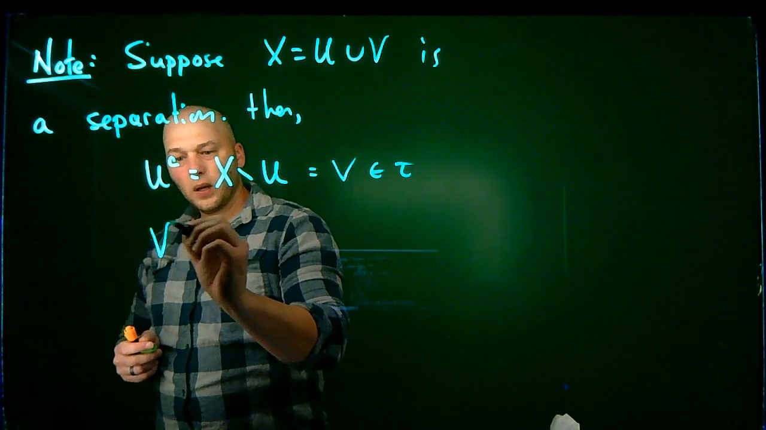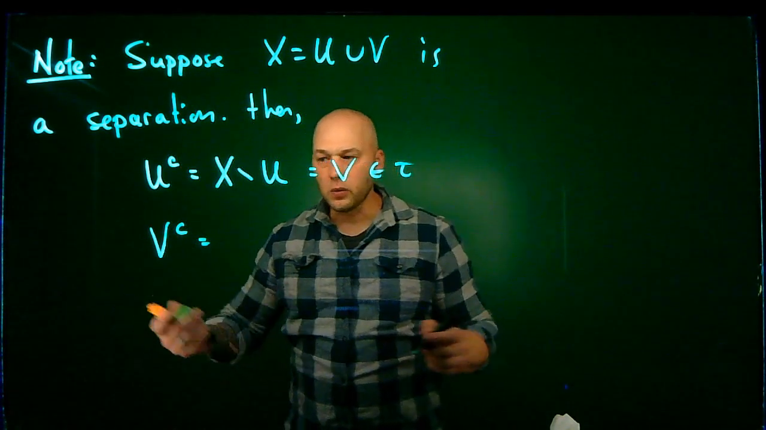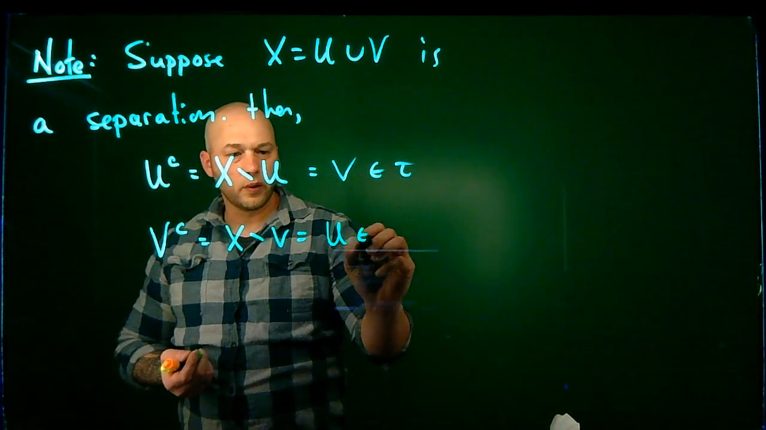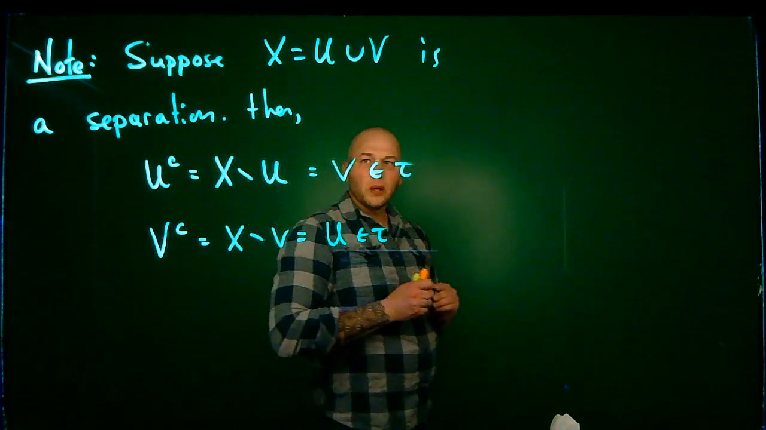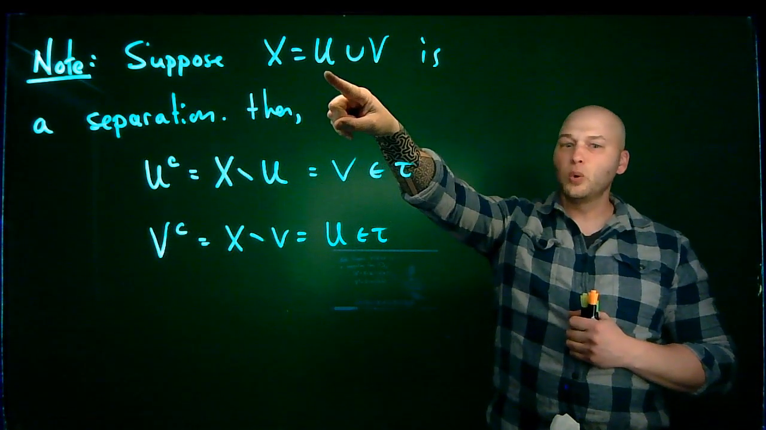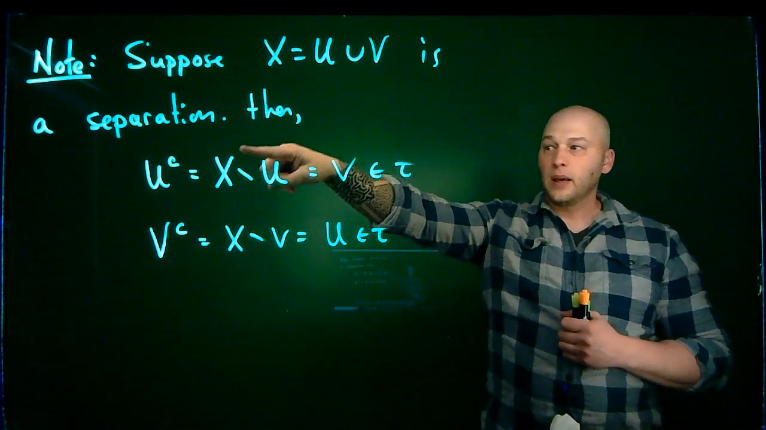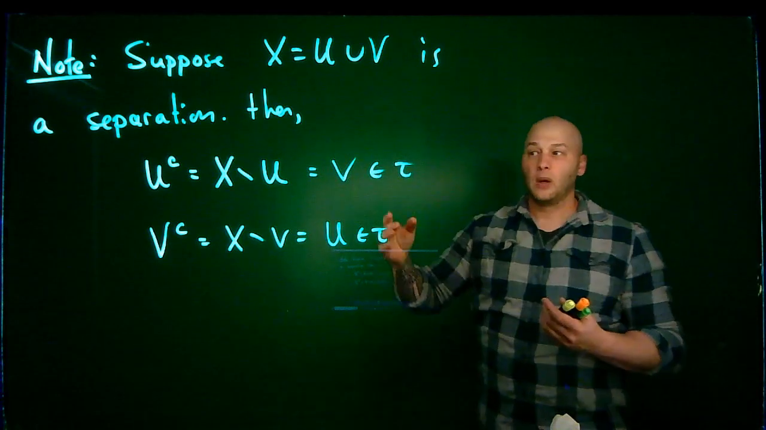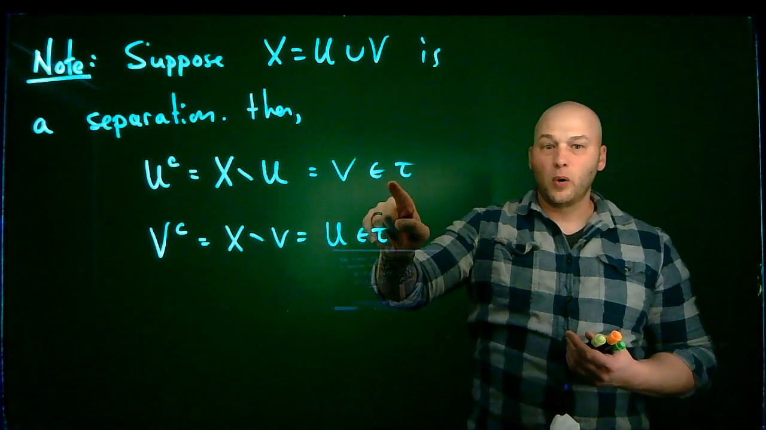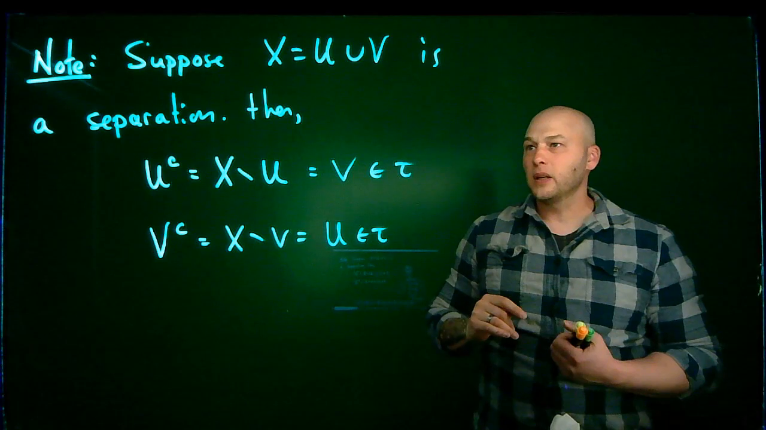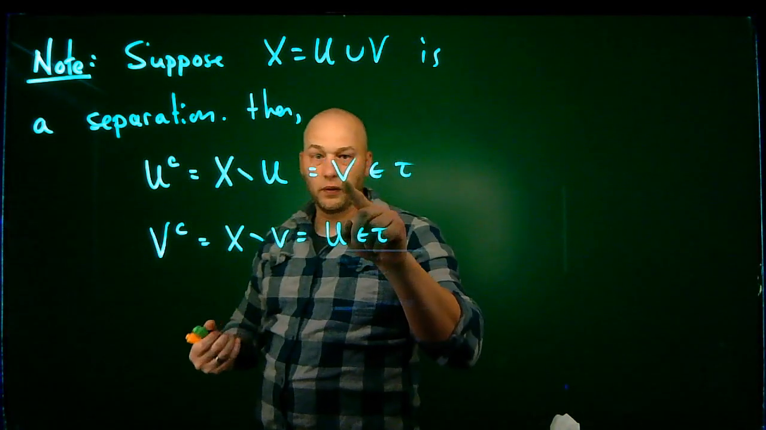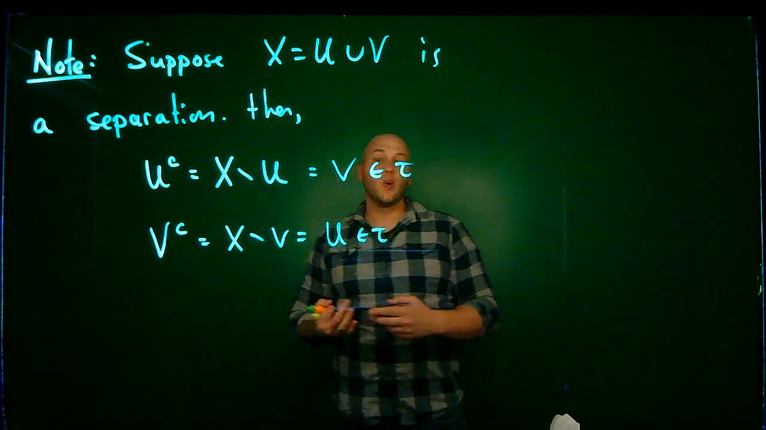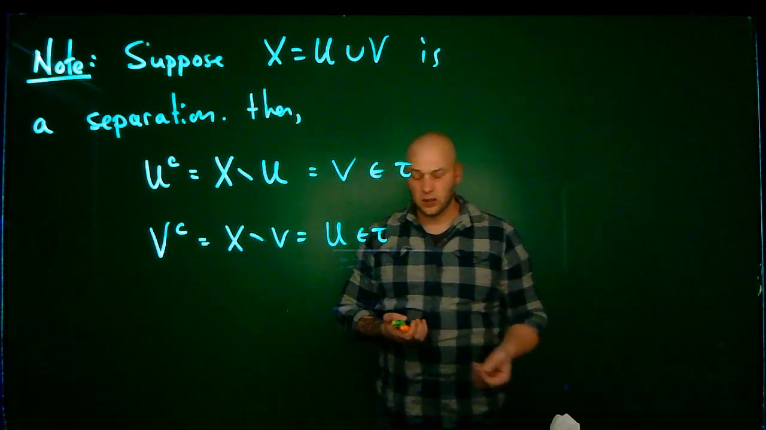What about V? Well, you just interchange U's and V's. We know that V complement would be X minus V, which of course is U, and we know that's open. Well, what does this show me? In particular, U is an open set. Its complement, which, remember that the complement of an open set is closed. Well, the complement is also open. So what this tells me is that the complement, which is equal to V, is open, and the complement is open, so therefore V and U are both open and closed sets.